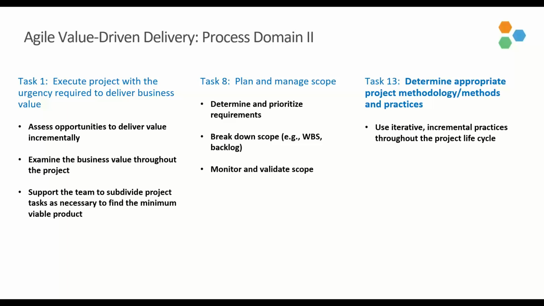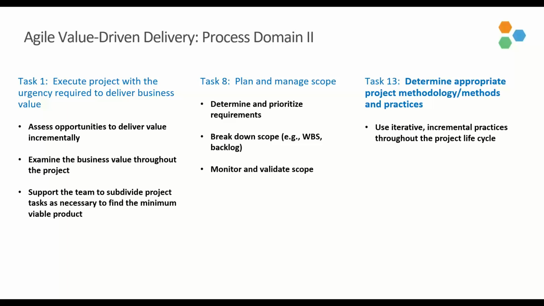So the task is really a description of what's expected of us in the project management role. And the enablers, which are below that, if I'm referring to the exam content outline, are illustrative examples of that task. So not exhaustive by any means. They're just a few examples of what we mean by the task. So for the first one, some enablers are assess opportunities to deliver value incrementally, examine the business value throughout the project, and support the team to subdivide project tasks as necessary to find the minimum viable product.